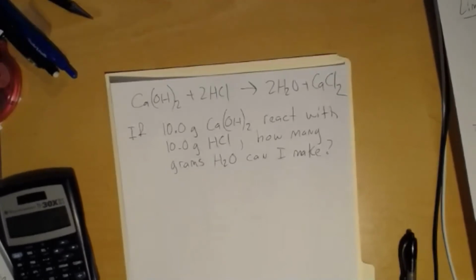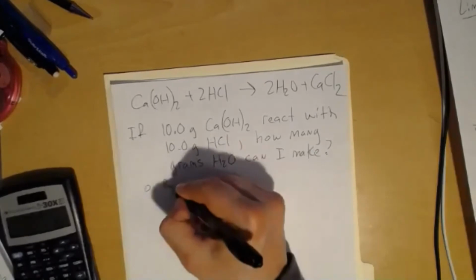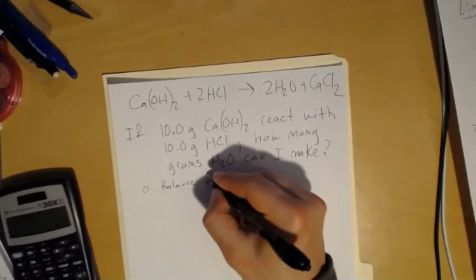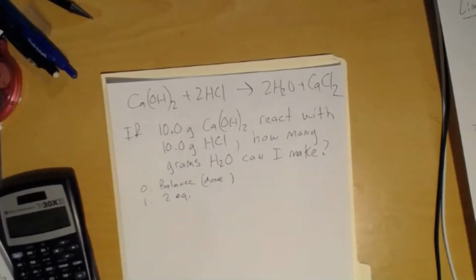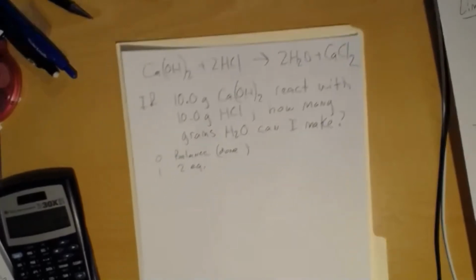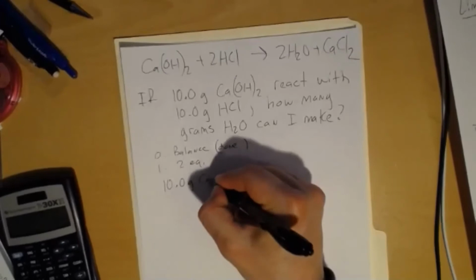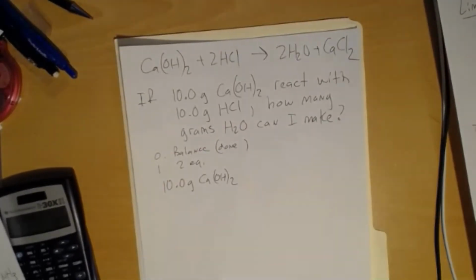So it's the same process, right? So step 0, balanced equation, done, right? Step 1, 2 equations. I'm going to take the 10 grams of calcium hydroxide. What's the molar mass of that?